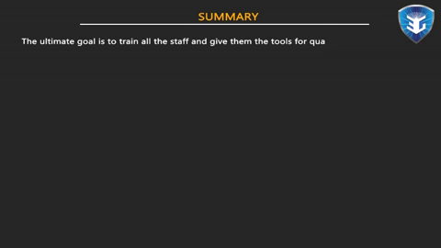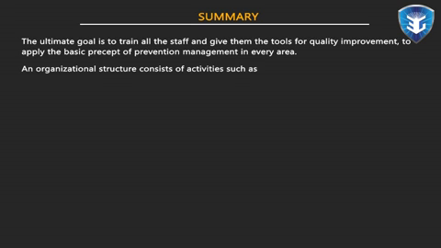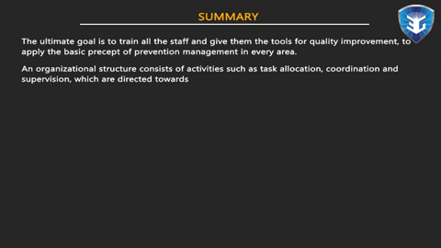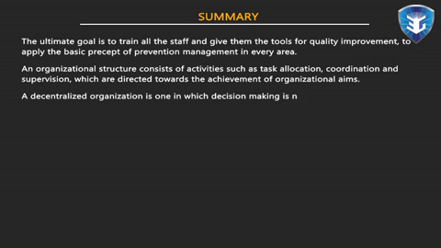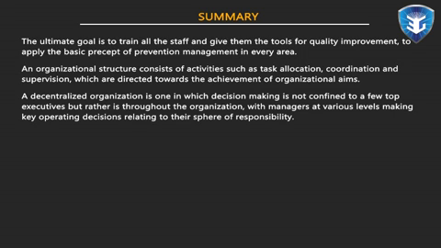Now in the end, let us summarize what we have learned in this lecture. The ultimate goal is to train all the staff and give them the tools for quality improvement, to apply the basic precept of prevention management in every area. An organizational structure consists of activities such as task allocation, coordination, and supervision, which are directed towards the achievement of organizational aims. A decentralized organization is one in which decision-making is not confined to a few top executives, but rather is throughout the organization, with managers at various levels making key operating decisions relating to their sphere of responsibility.